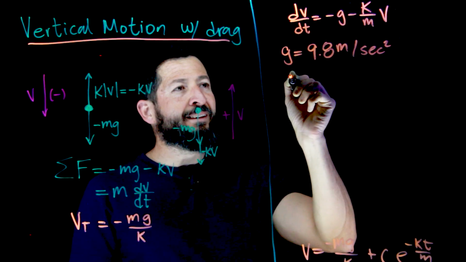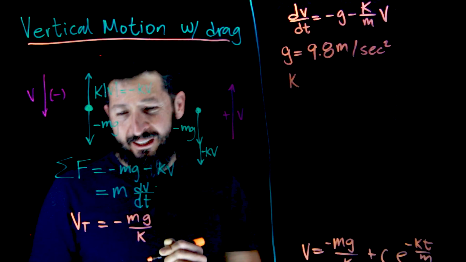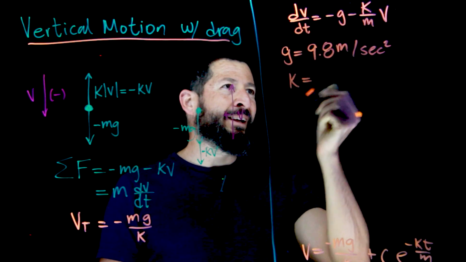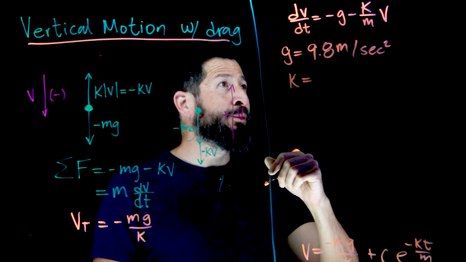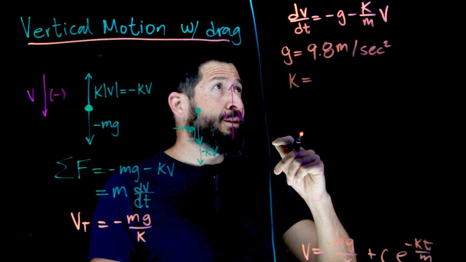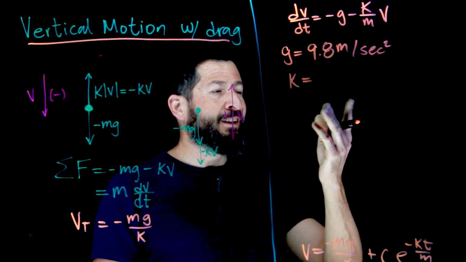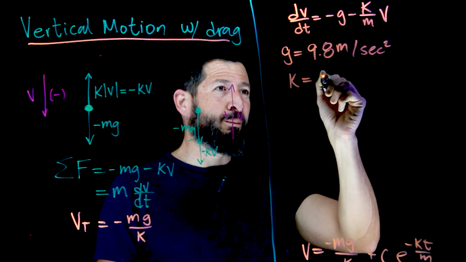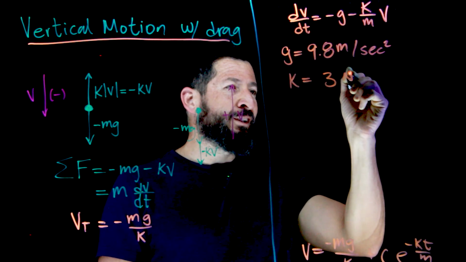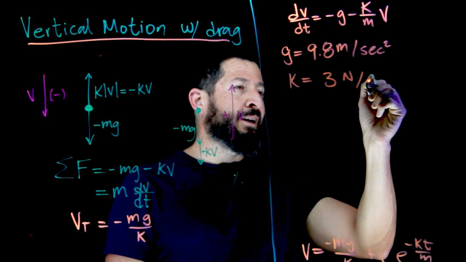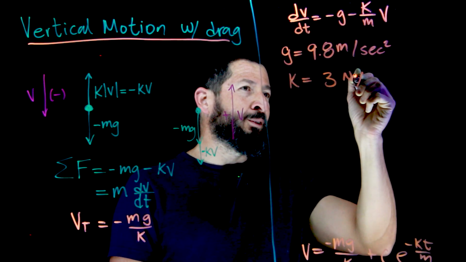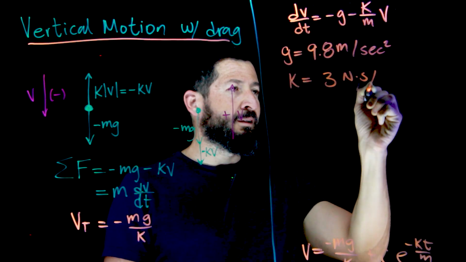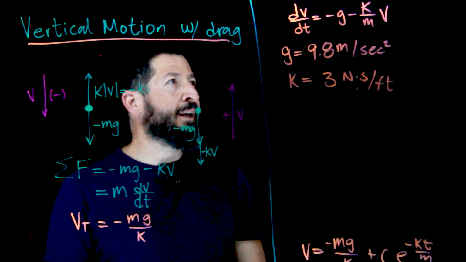And let's say that we have a force, or that air resistance is proportional to the speed, and it's given by, say, since it is going to be a force, I'll have to do it in newtons per... So let's say that this number is completely arbitrary. So 3 newtons per feet per second. So you could do newton second per feet. How about that? That's better. There you go.